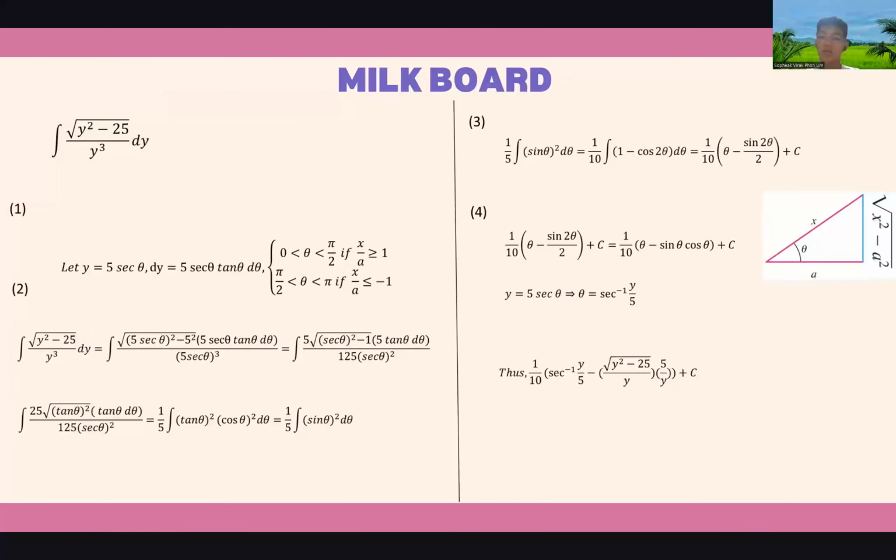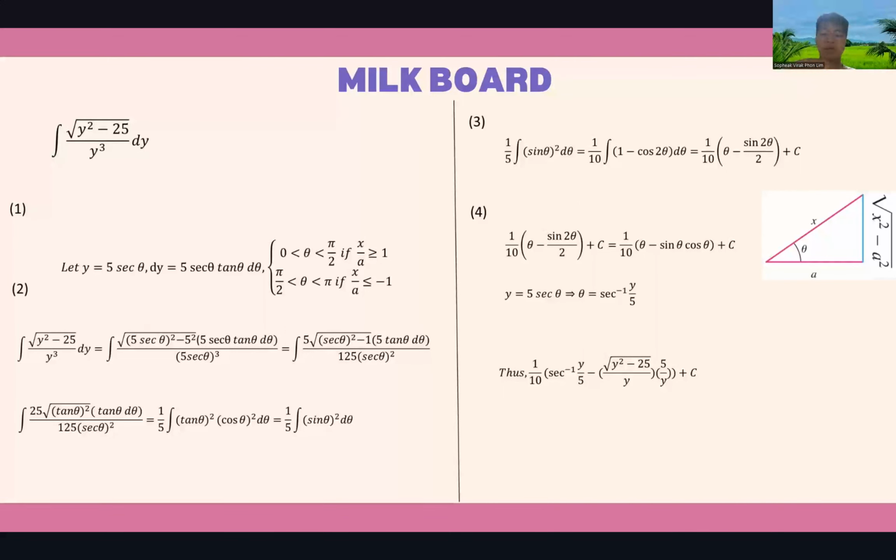So here are some examples that I had written out by myself. So we have the problem of the integral of square root of y squared minus 25 over y to the power of 3 dy. So in the first step, we have to choose which trigonometric function we have to use to evaluate this problem. So we have y equal to 5 secant theta, and the differential of y equal to 5 secant theta tangent theta d theta.